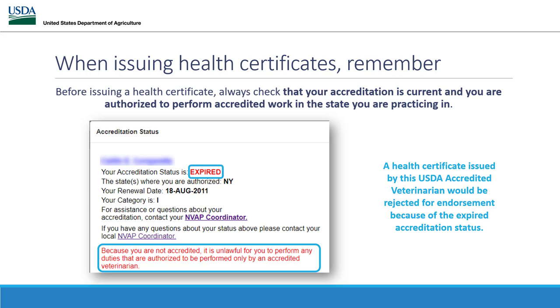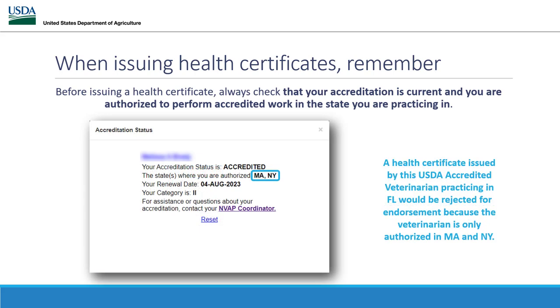If you issue a health certificate requiring USDA APHIS endorsement after your accreditation has expired, USDA APHIS cannot endorse your health certificate. Similarly, if you issue a health certificate in a state you are not authorized to perform accredited work in, USDA APHIS cannot endorse your health certificate.